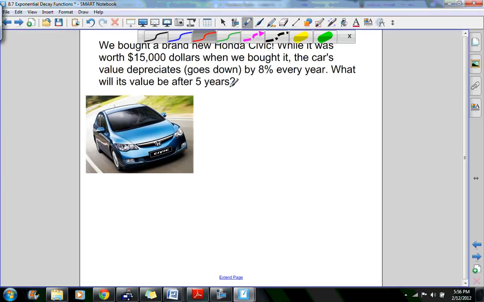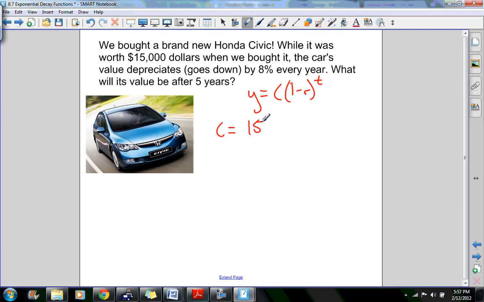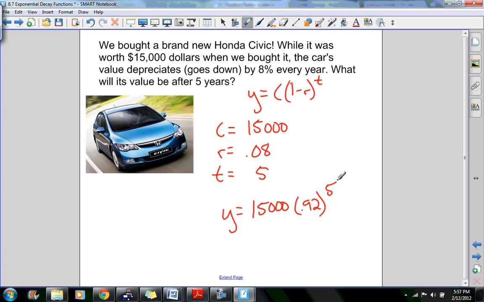So, once again, we are working with y equals c, parentheses, 1 minus r, raised to the t. The c value here is going to be 15,000. The r value is going to be 0.08 because that's what 8% is as a decimal. And the t value is going to be 5. So we will simply do y equals 15,000, parentheses 1 minus 0.08, which is 0.92, raised to the 5th.